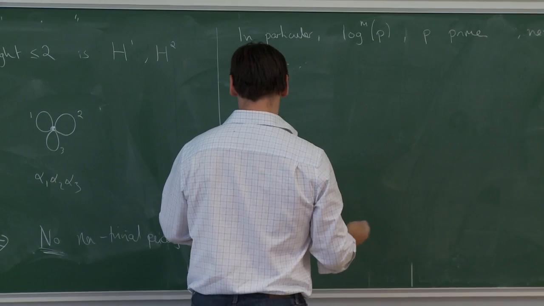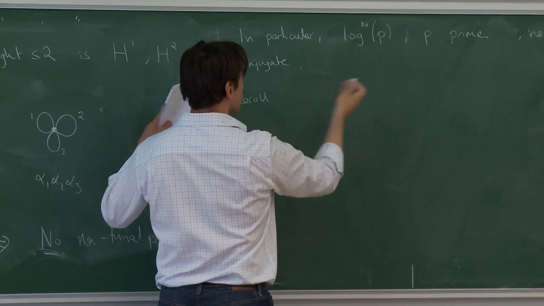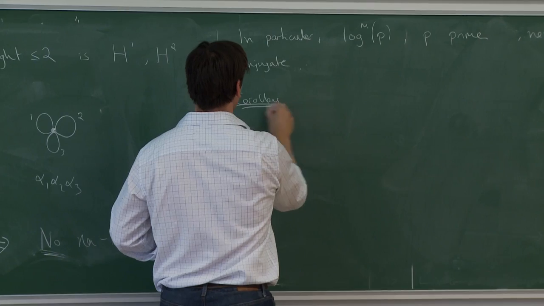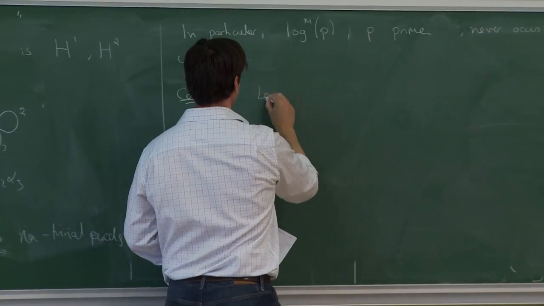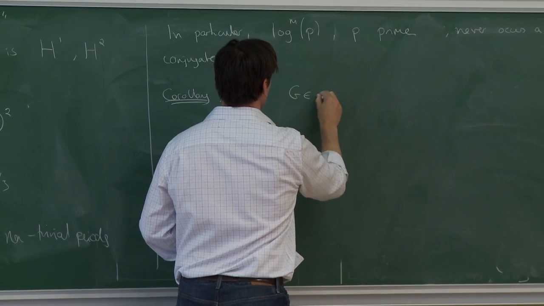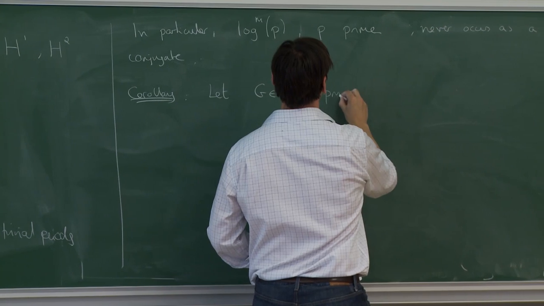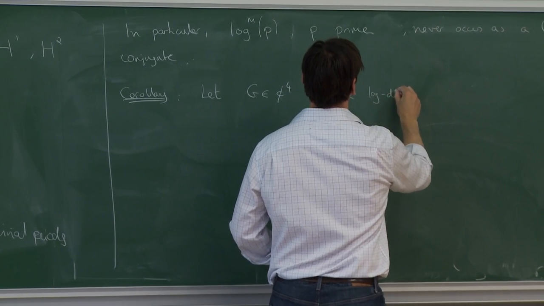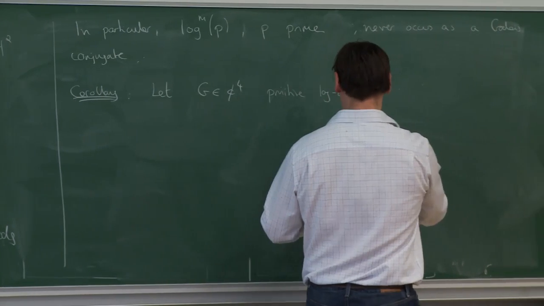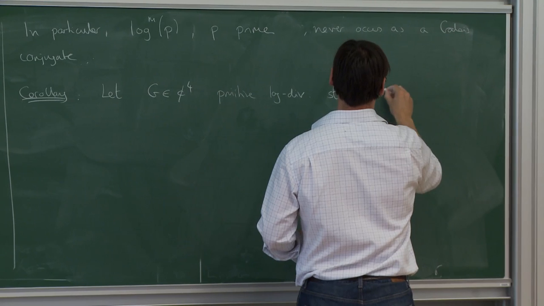Right. So okay, we get a corollary. So this is a theorem, a statement that's true to all orders in perturbation theory. It's completely rigorously proved. And let me make it even more special. Let me take a graph in phi to the fourth theory, which is primitive log divergent, and restrict this statement to this very special class of graphs where the motive is mixed Tate.